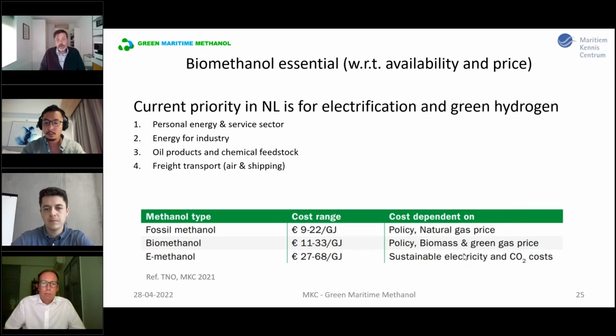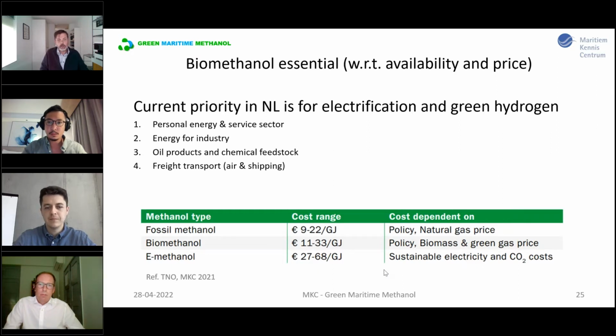What we see here in the Netherlands is a thing that bothers me a little bit, and I just think it's also good to share that here. In the Netherlands, there's a priority for electrification and green hydrogen, and then they say, especially for personal energy in the service sector, it's for energy for industry, it's for oil products and chemical feedstock, and then the last point in the agenda is for freight transport. So in the Netherlands, electrification and green hydrogen are priority, but freight transport is not a priority. And we try to move that up the ladder, because we think it's also important to do that, and that we will not lag behind.